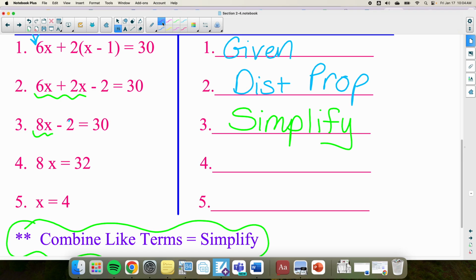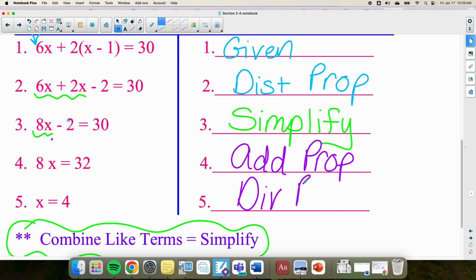Now what we're gonna do is look from 3 to 4. What does it look like they did? They added, right? So we're gonna say add prop. Okay? Then they divided. Very good. From 4 to 5, we divided. So DIV prop. Everybody good? Yep.